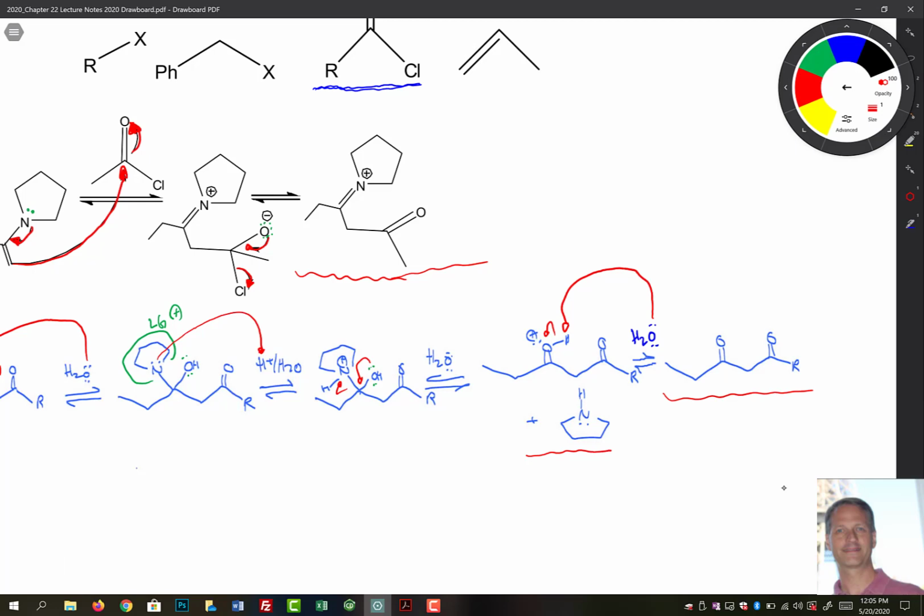So we'll see in some of the reactions towards the end of this chapter that this whole process, that whole enamine reaction followed by hydrolysis and the imine formation, is part of a larger mechanism that has many steps. So keep these in mind as we progress through the chapter.